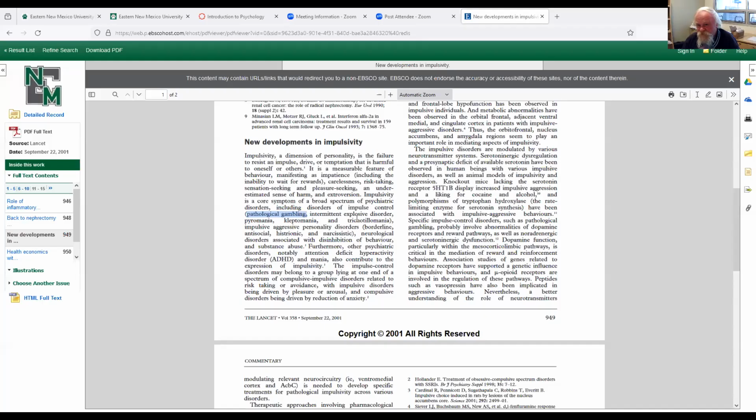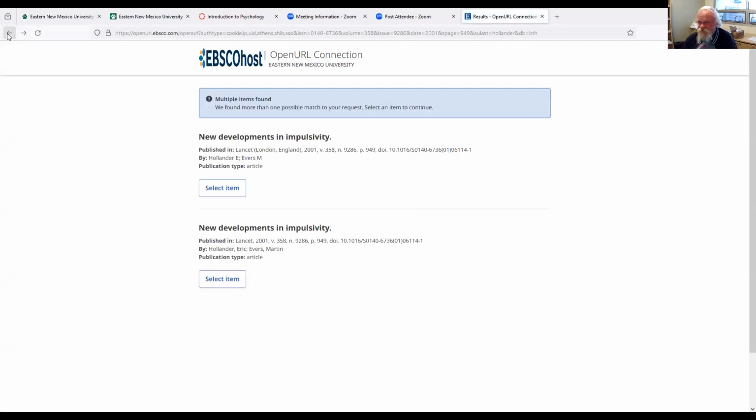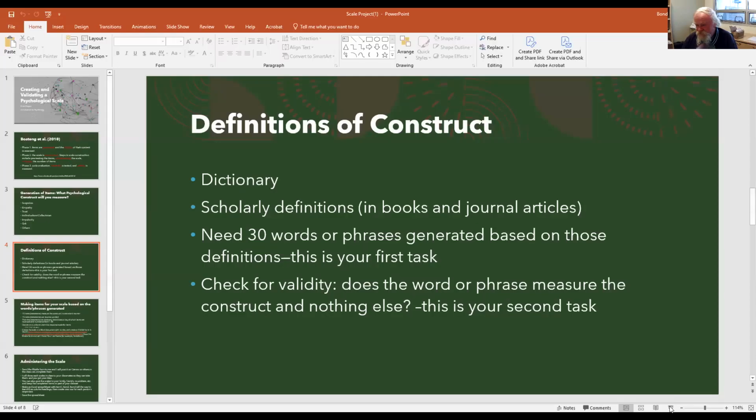Okay, so it looks like the internet went out and I was interrupted. Okay, but anyway, we went to this impulsivity paper, and we're picking out little words and phrases that have to do with what impulsivity is. Okay, so you see that you can go to a couple of journal articles, maybe, and a dictionary to find out some words and phrases that we can use on our scale.